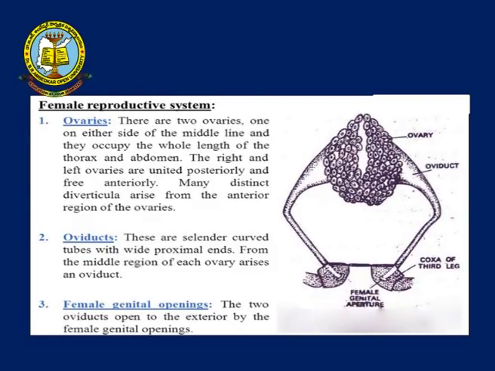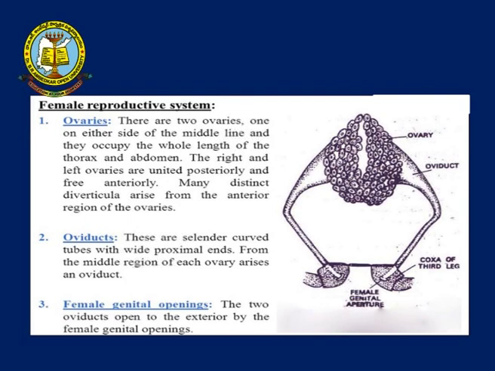Coming to the female reproductive system, there are two ovaries, that is a pair of ovaries, one on either side of the middle line, and they occupy the whole length of the thorax and the abdomen. The right and the left ovaries are united posteriorly and they are free anteriorly. This was vice versa in the male, and they open into the oviduct.